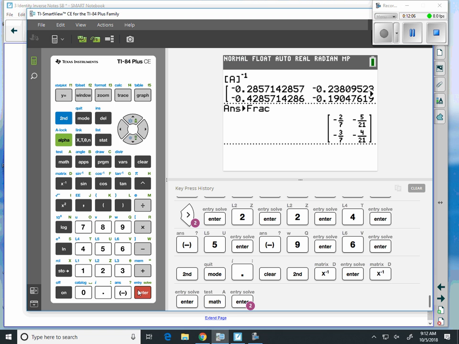On your quiz, you will have to do them by hand. And you will be able to use your calculator for some things as well. But you do need to know how to do a 2 by 2 by hand. We'll have more practice on that on Monday and Tuesday. Questions on that? Okay, so that was the answer to example number 4.